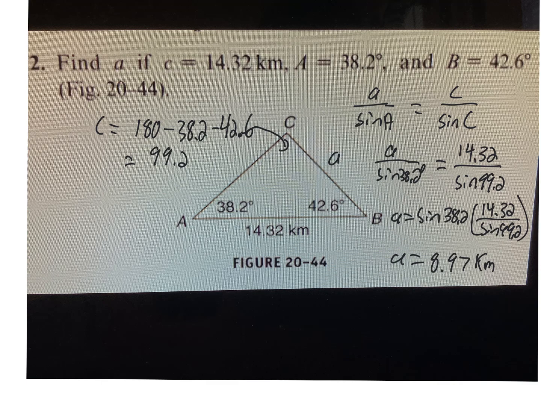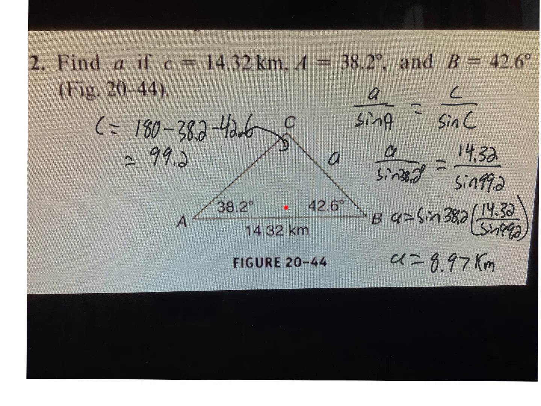Hello, so your question on the discussion board, you want to find a here. a, lowercase a, is opposite angle A. c is giving us 14.32 kilometers. a is giving us 38.2, and capital B is 42.6 degrees.